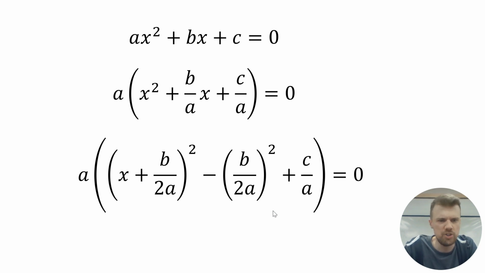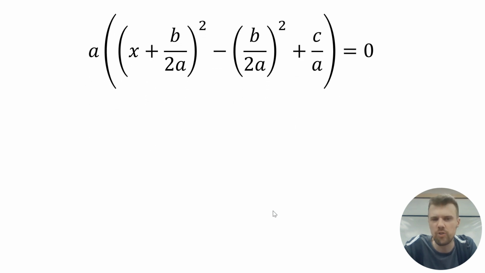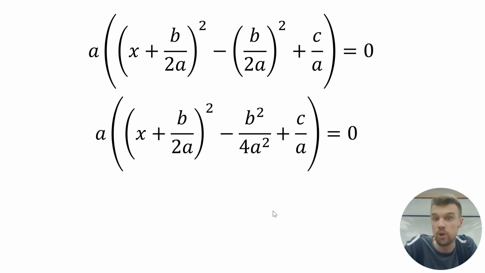Cool. Right then, on to the next step. The next step would be squaring the b over 2a that we've subtracted, and that will get you b squared. Then squaring the bottom, the 2a becomes 2 squared a squared, which becomes 4a squared.